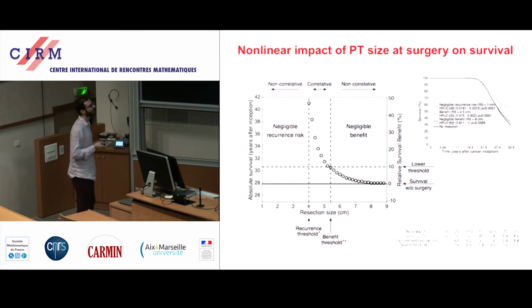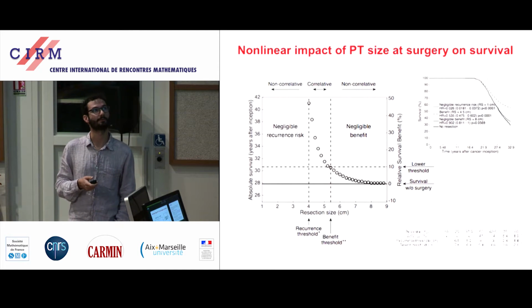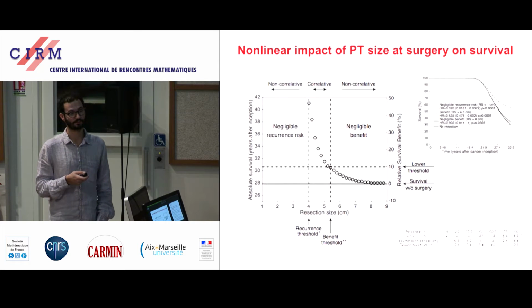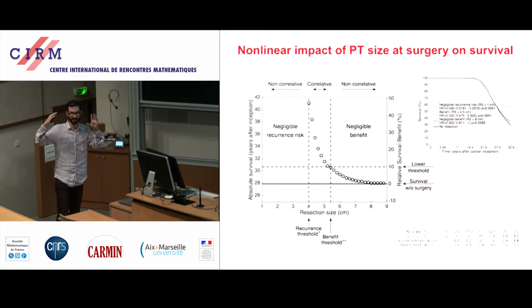Okay, and the last slide on this part of the talk is about the influence of the primary tumor size at the time of surgery on the survival. So what was performed here was a simulation study where, for various sizes of the primary tumor, we simulated the model where the primary tumor is removed at this size, and then the metastases grow by themselves, and then we can compute the survival as the time to reach a lethal burden of 10 to the 12 cells.